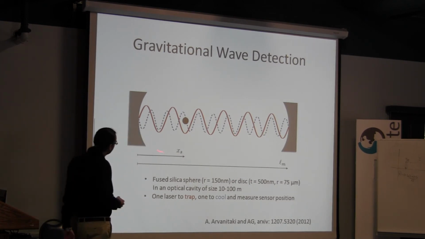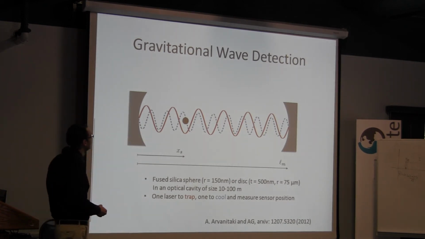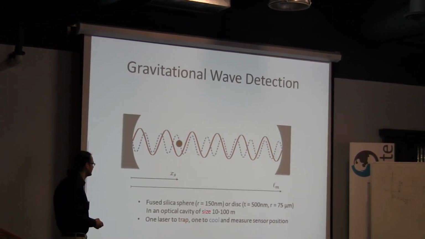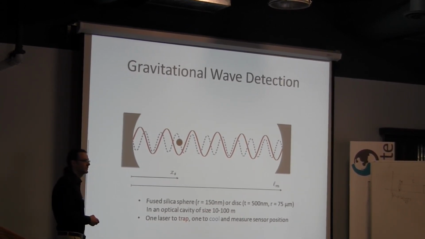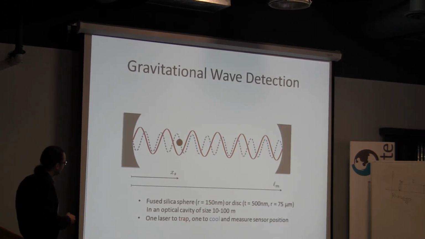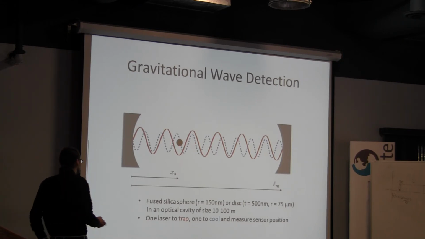And let's consider taking this thing and putting it in a very large optical cavity. So I don't mean large on the scale of LIGO, but I mean large on the scale of a very large lab, so say 10 meters or 100 meters. And so the idea is we'll use one laser to trap the particle, and the second laser cools and measures the position.